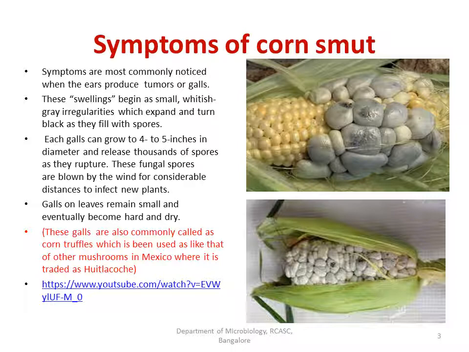The immature galls, that is before the formation of smut spores, before dehiscence and rupturing, are also edible and are called corn truffles, which have high medicinal value and rich protein. That's the reason it has been traded extensively and has high economic importance.